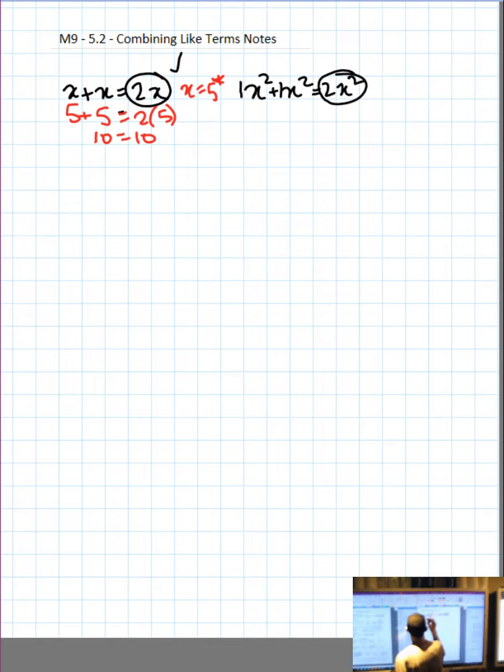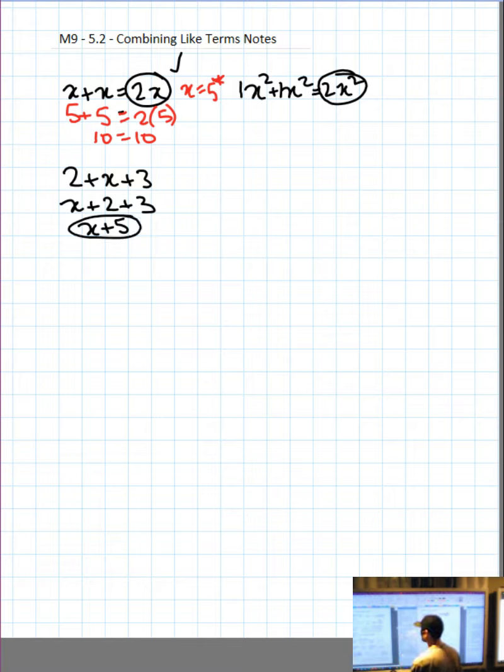Okay, combining like terms. So 2 plus x plus 3. Well, the like terms are 3 and 2. In the notes, I've rearranged the order of the terms: x plus 2 plus 3. Do that if you want to, but it's a lot of work. So 2 plus 3 is 5. x plus 5. Circle our answer.